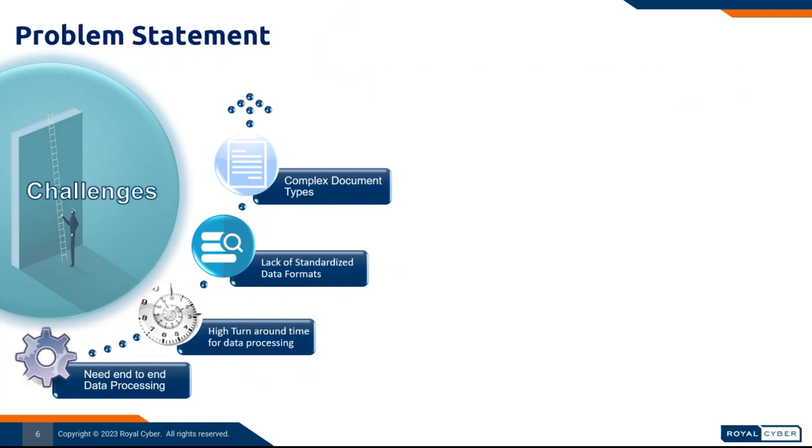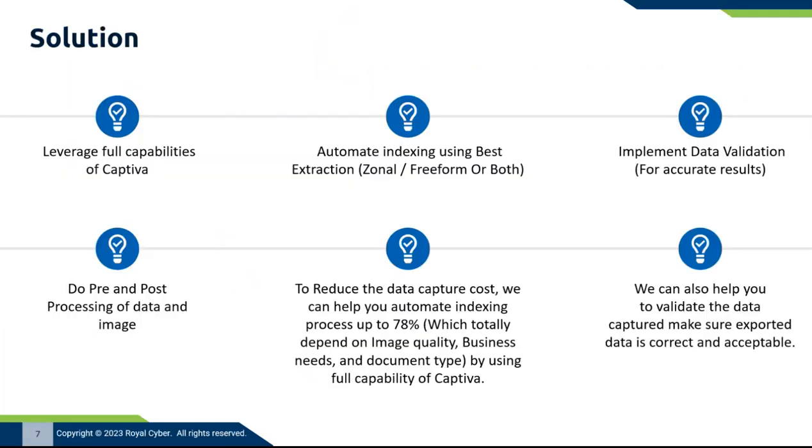Then, if you try to process it with traditional systems, the turnaround time for data processing is very high, right? And when you try to extract the data, it is of no use if you're not able to use it in the right place, right? So you need end-to-end processing. You should be able to take the data from any source and integrate with any outbound systems. So to resolve all these issues, we can try to utilize Captiva, and we'll see how.